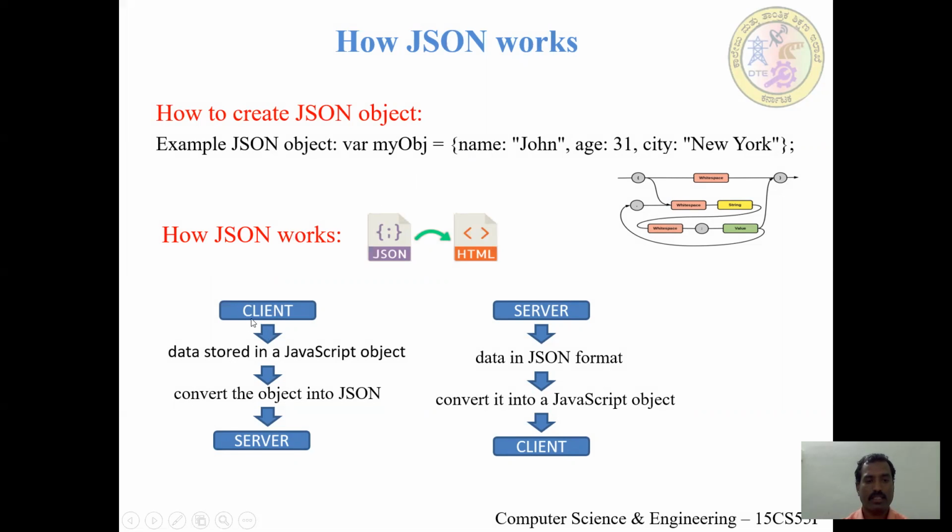This diagram explains how JSON works while sending the data from client to the server and from server to the client. While sending the data from client to the server, data stored in the form of a JavaScript object has to be converted into a JSON object and sent to the server. While retrieving from the server, the data in the form of a JSON object has to be converted to a JavaScript object.